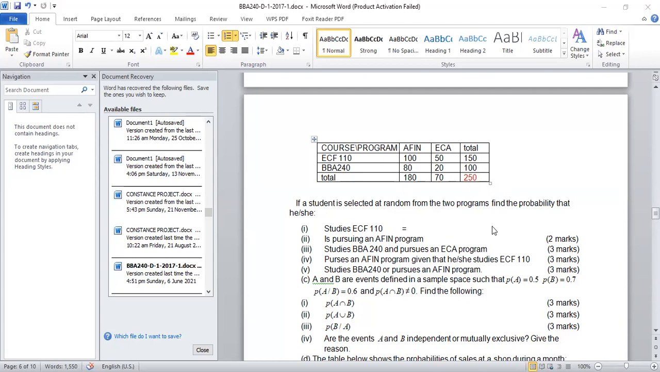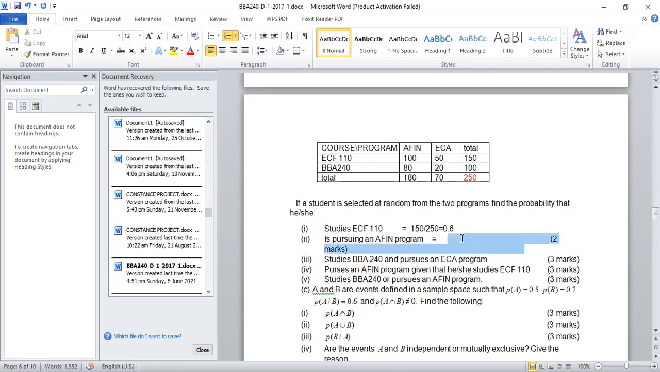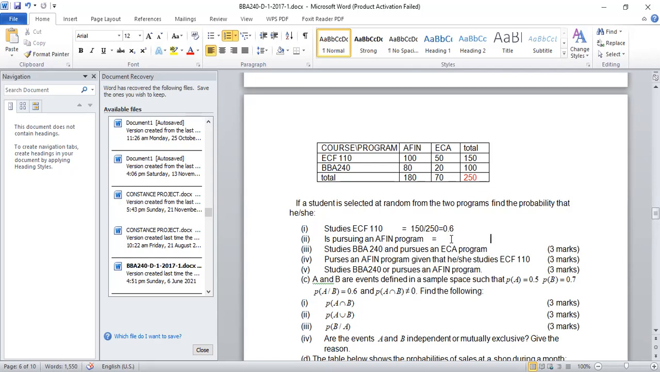Then to find the probability of ECF, it's 150 over what? 250. Okay, 150 over 250. What did you get as a decimal? 0.6. Then the first program: 180 over 250. What are you getting? 0.72.